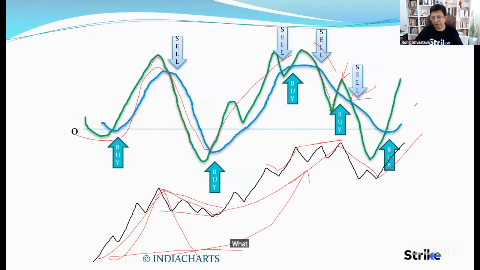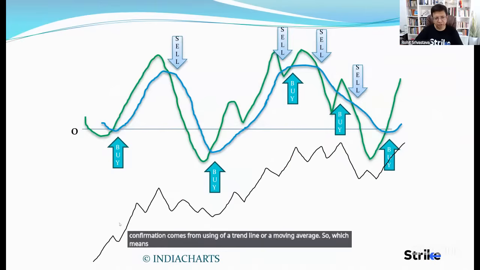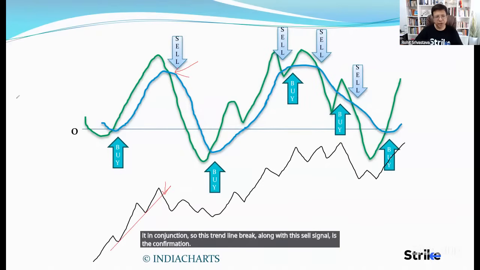What is really required is a second price confirmation. And that second price confirmation comes from using a trend line or a moving average. So if I use a trend line or a moving average on the underlying price, let's say I put something here like this, and when this breaks, you should use it in conjunction. So this trend line break along with this sell signal is the confirmation. Because if one breaks and the other doesn't, then it's not a signal.